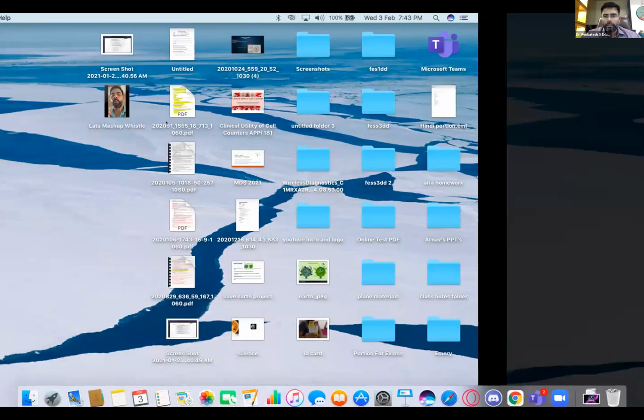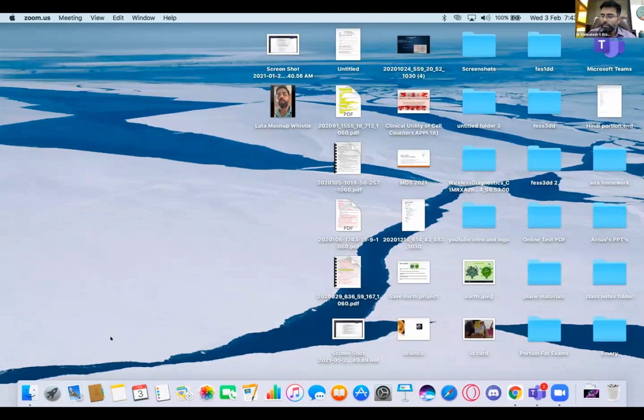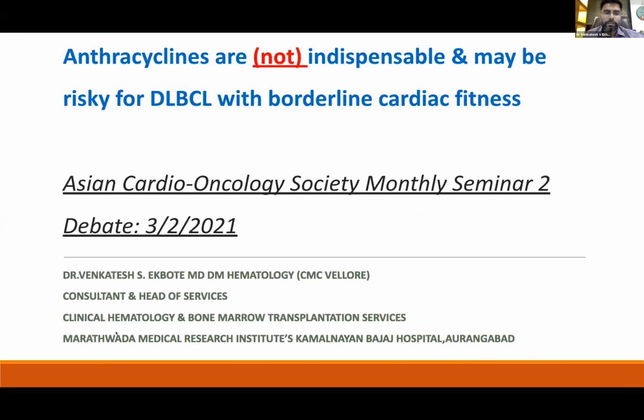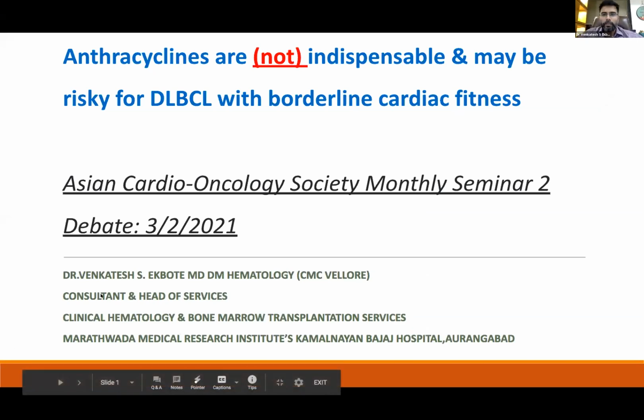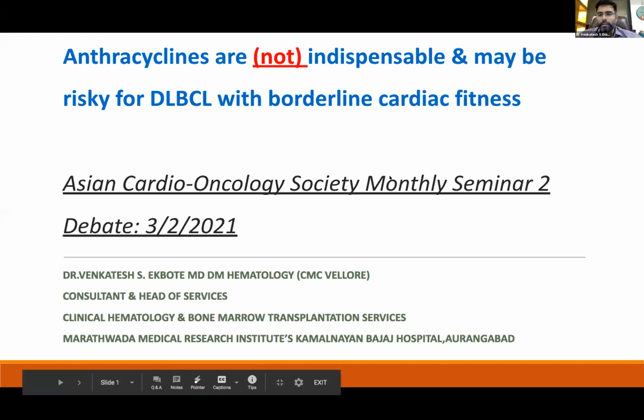Dr. Vivek Aggarwal, Dr. Purvish Parikh sir, Dr. Hari Menon sir, all stalwarts. Thank you for inviting me and asking me to speak in this particular debate. For all of us hematologists and oncologists, usually cardio-oncology starts and ends at anthracycline and the cardiac trouble caused by anthracycline. So I think this is a very relevant debate in that circumstance.